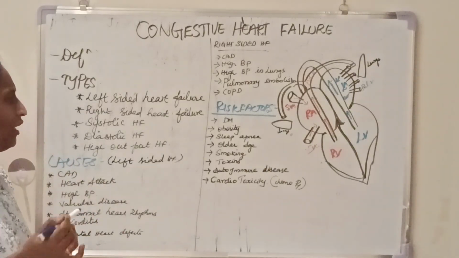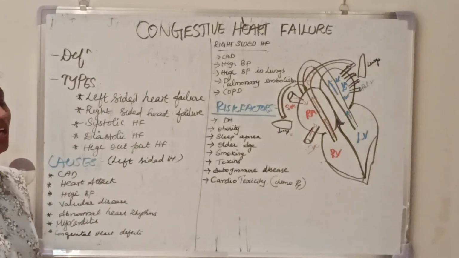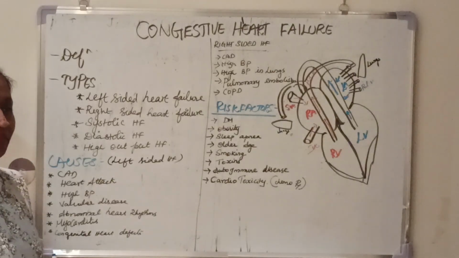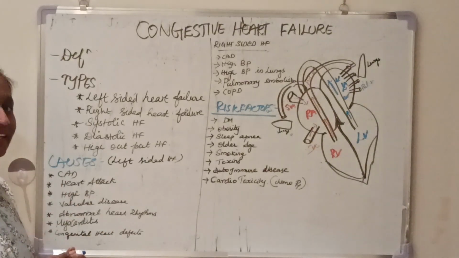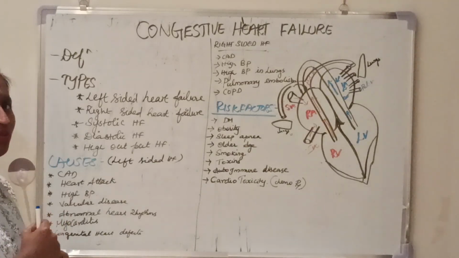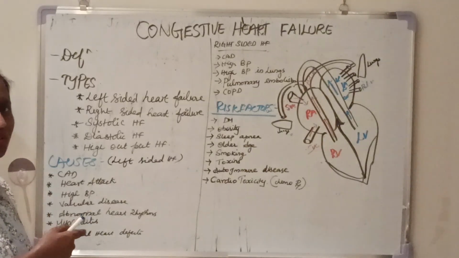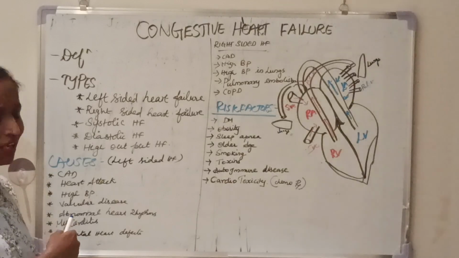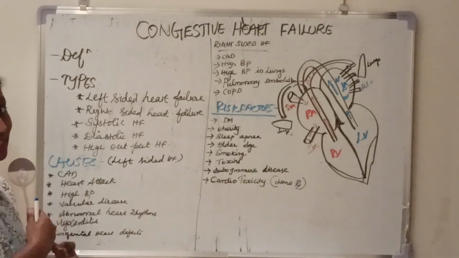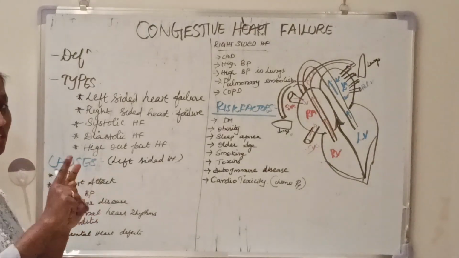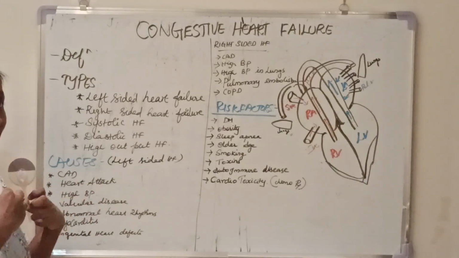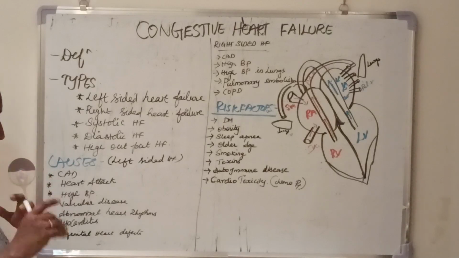Understand? Next we move on to the causes. When you come to the causes, we have two types: left side causes and right side causes. When you come to the left side causes, CAD. CAD means coronary artery disease. Hope you understand this. If you follow me in previous videos, you understand what is happening in CAD. And then heart attack, sudden cardiac arrest, and then high blood pressure of a person. Due to the narrowing of the lumen, the pressure is increased and flow is decreased.